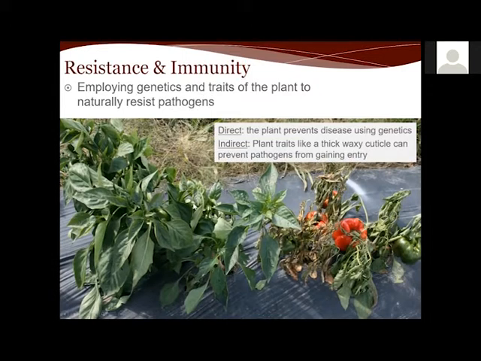So there's two types of plant resistance. There's direct, in which the plant directly prevents disease using genetics. So there's some things that are coded in the plant that respond directly to a specific pathogen. And it's able to recognize that pathogen and just be like, hey, we don't do that here. You need to back it on up.